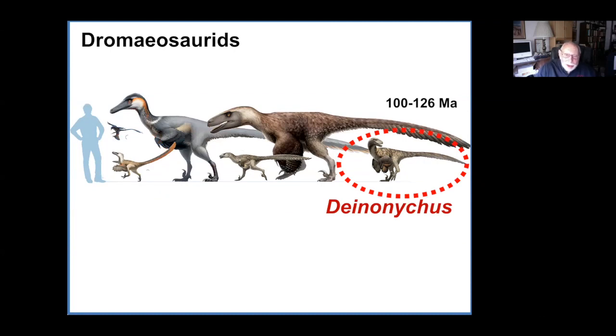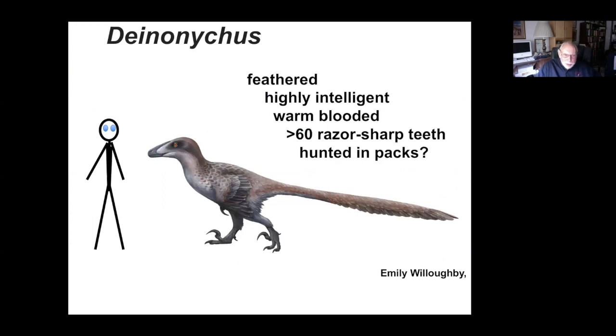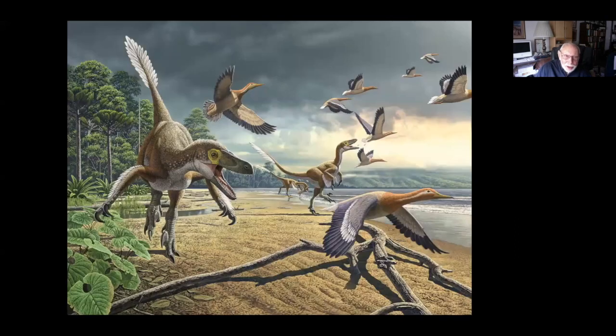And Deinonychus is, I think, one of the most impressive of all the dinosaurs. It had feathers, its brain case was large, indicating it was highly intelligent. It was warm-blooded. It had 60 or more razor-sharp teeth. And there's some evidence, although not very good, that it hunted in packs. And this would have been an animal that would have been a terror on the late Cretaceous shorelines.